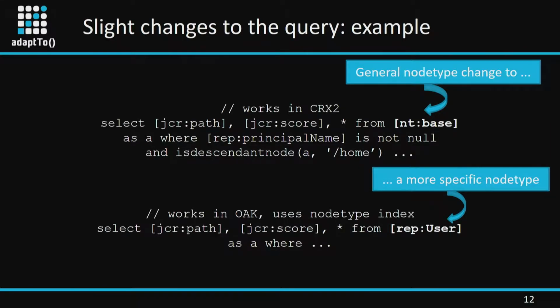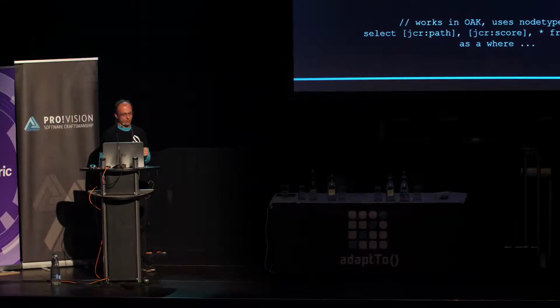So when you simply change the node type the query is looking for to a more specific one, you achieve that this query will be executed by the node type index, which is an out-of-the-box index and will be fast.